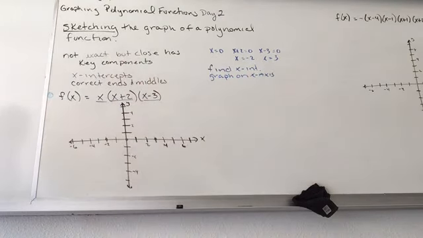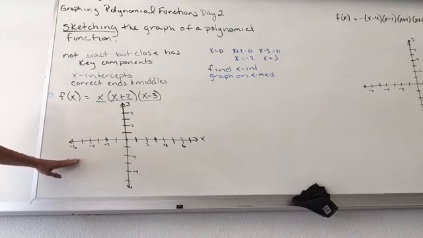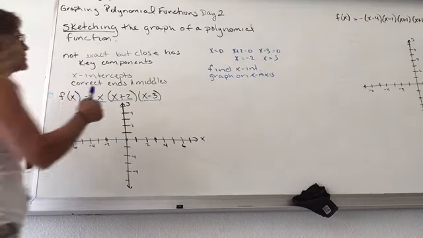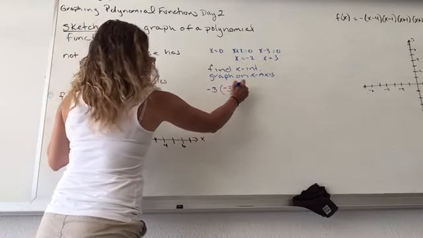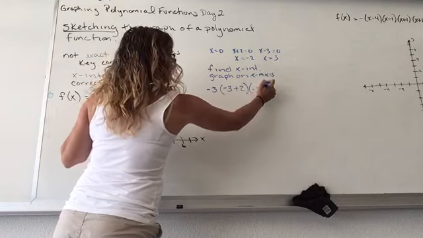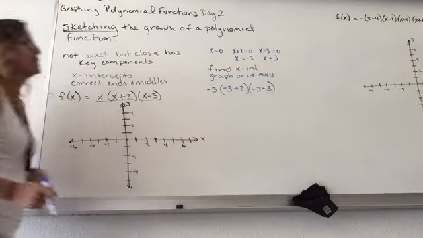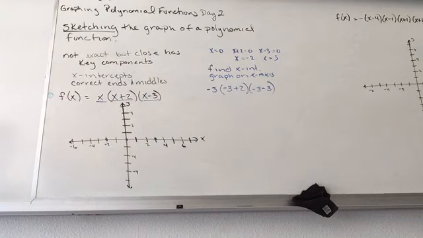Now, we need to figure out what our graph is doing in between. So we need to figure out what our graph is doing before negative 2. And we really don't care so much about the answers that we get. We just want to know if they're positive or negative. So pick a number to the left of negative 2, such as negative 3, and I'm going to plug it in. I get negative 3 times negative 3 plus 2 times negative 3 minus 3. And I just want to find out, is that number going to be positive or negative?